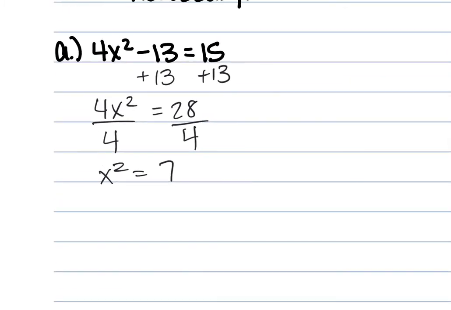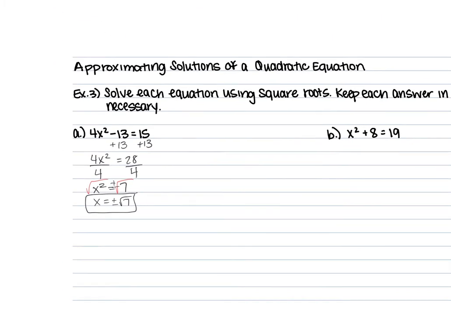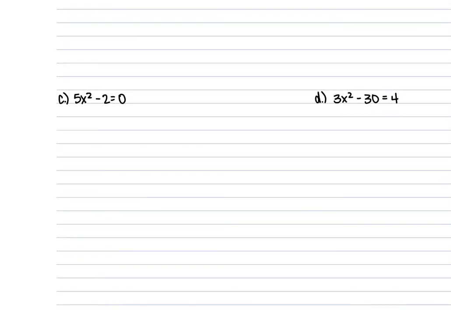So we've isolated our x squared term. Then you just take the square root of both sides. You're going to get x equals, and then you've got plus or minus the square root of 7. Now, this does not simplify because 7 is not a perfect square, nor does it have factors that are perfect squares. So this is how we're going to leave our answer.